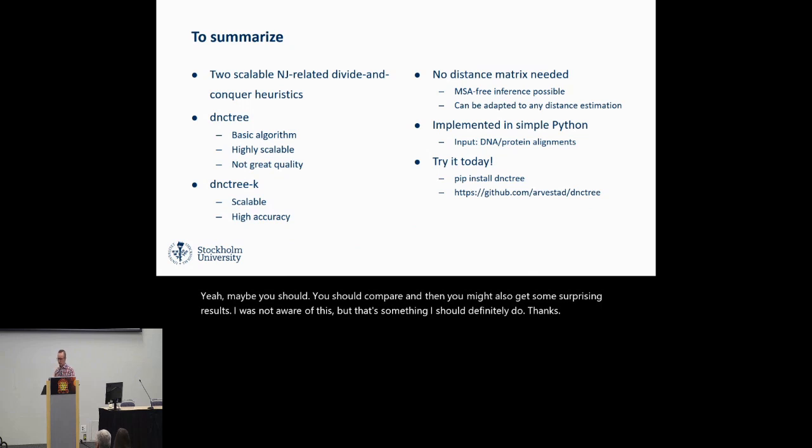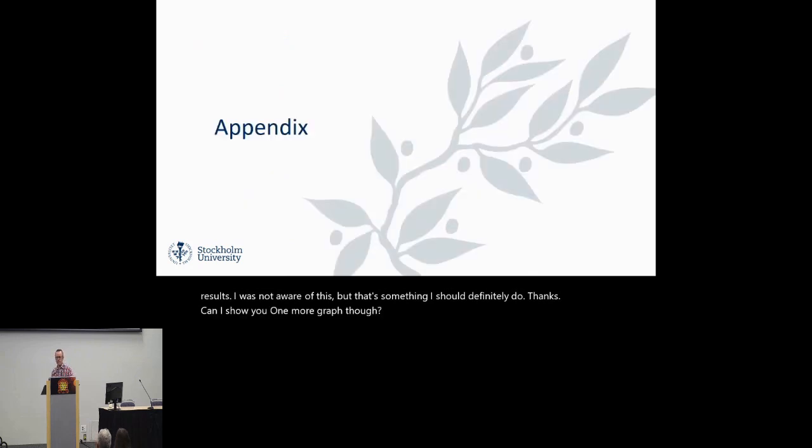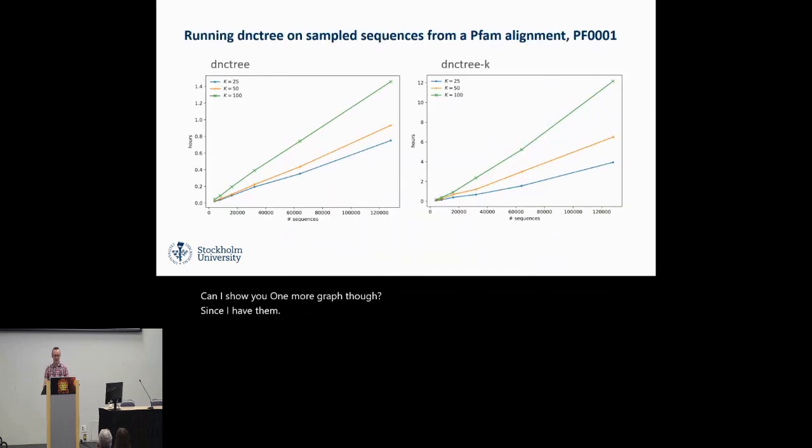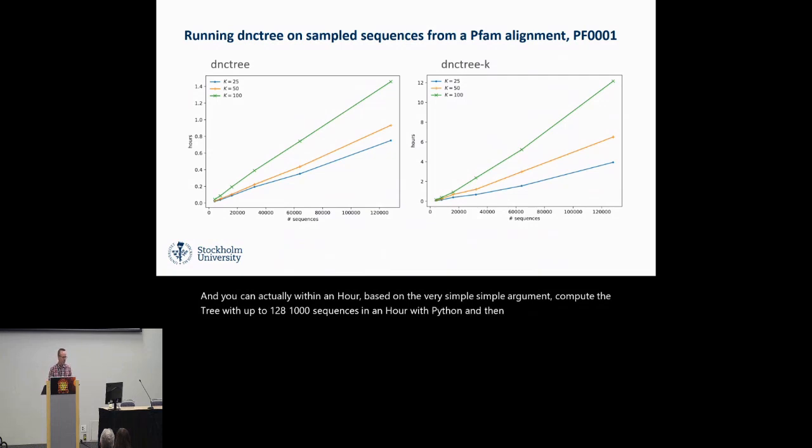Can I show you one more graph, though? Since I have them. We'll give you a standing ovation. Thank you. I'm so proud. This is a Python program, and you can actually, in an hour, based on a very simple algorithm, compute the tree with up to 128,000 sequences in an hour with Python. And it's a little bit more painful when you're starting using the DNC3K algorithm. But still, isn't it fun?